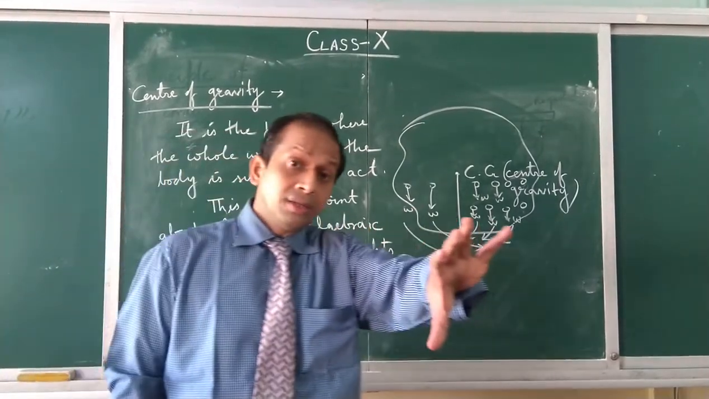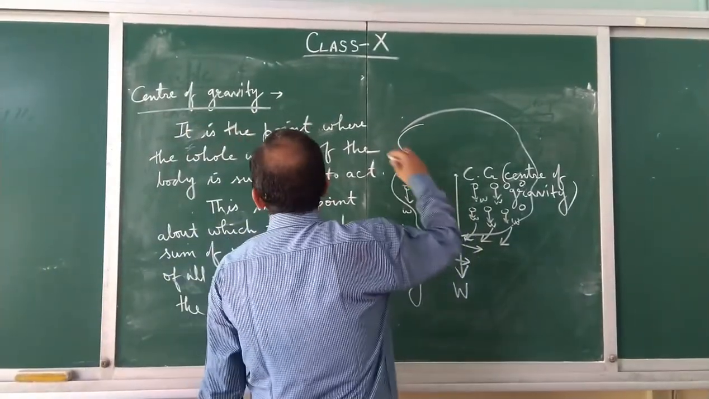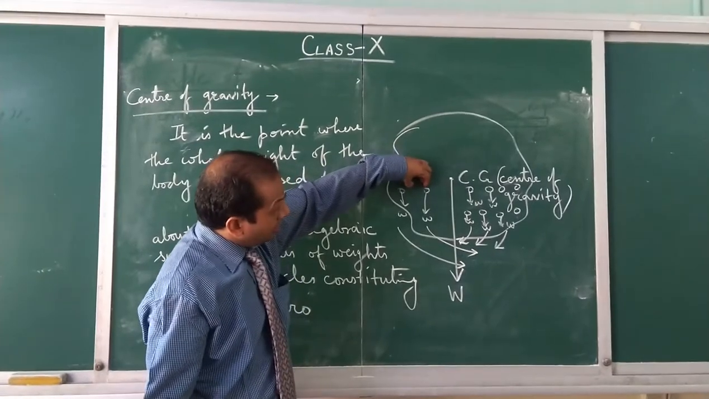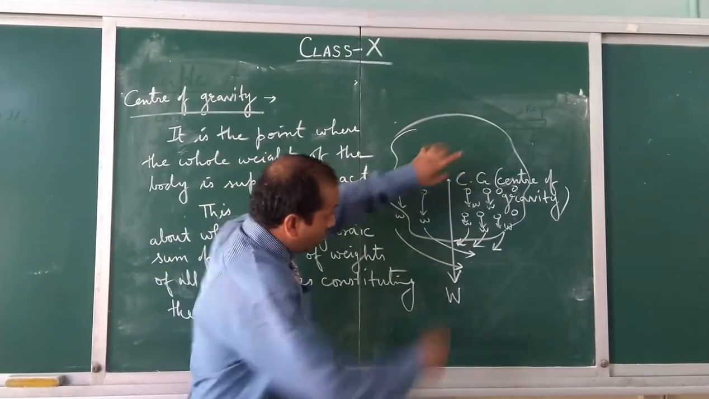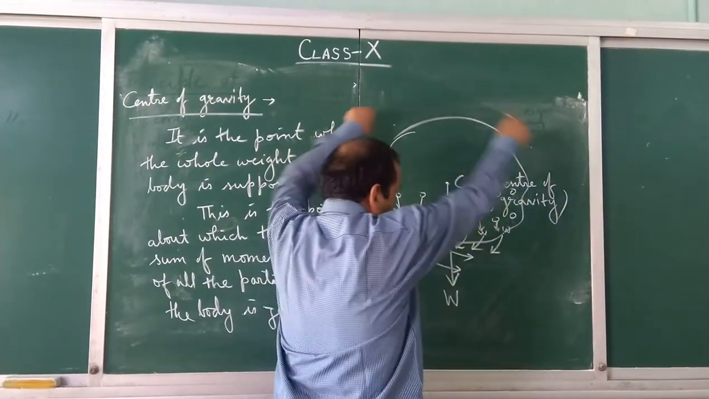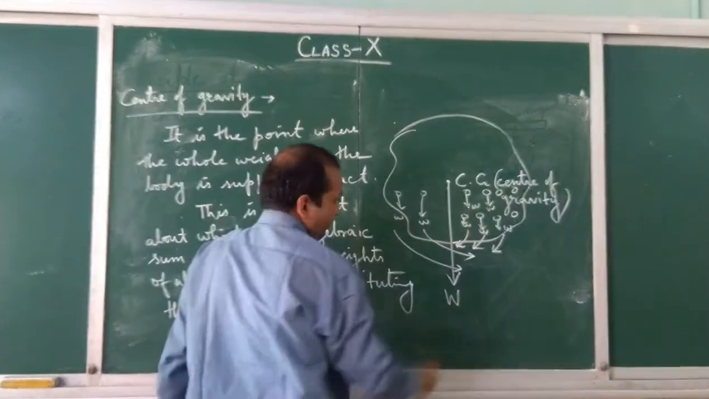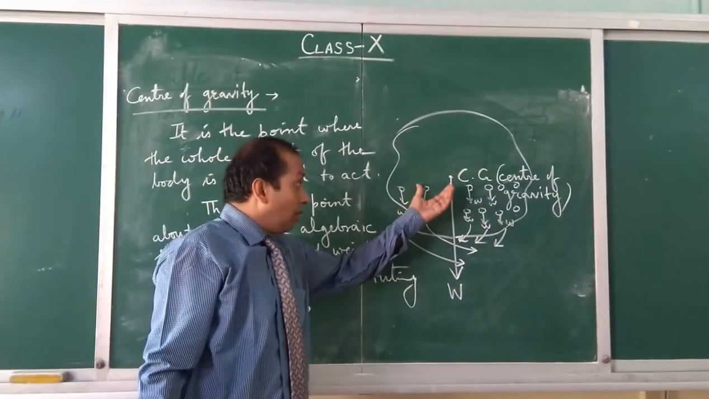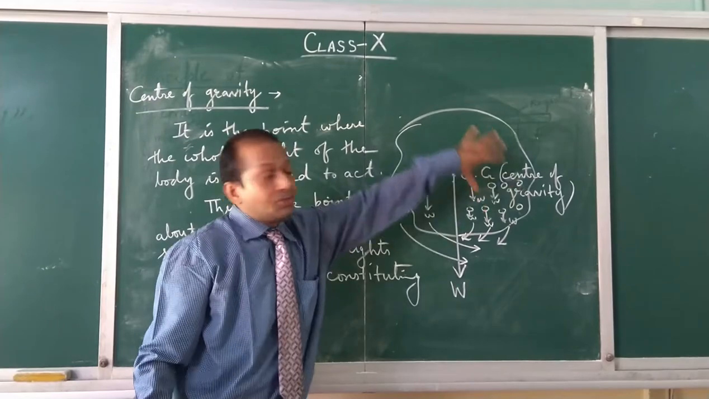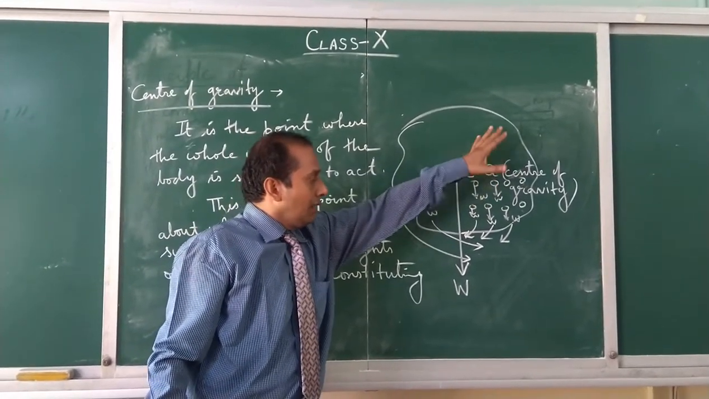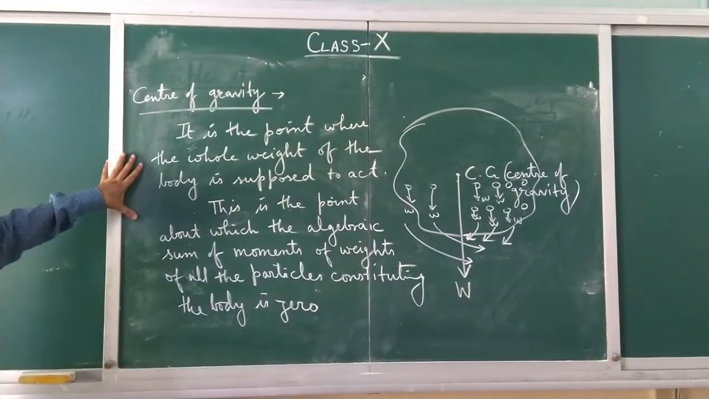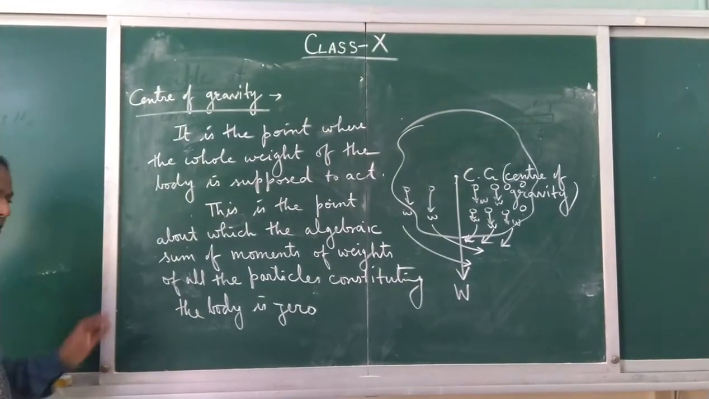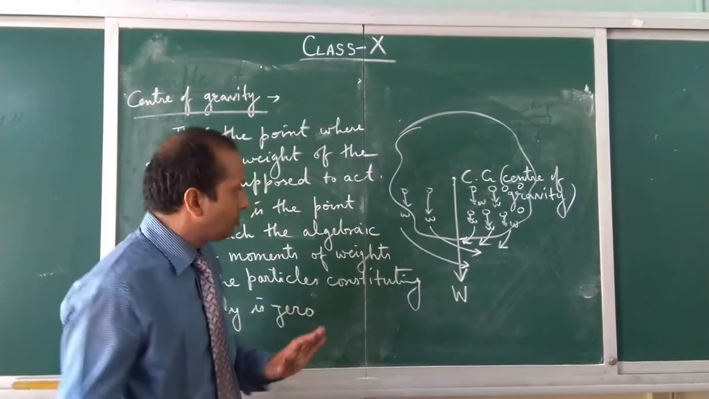I am not talking about the principle of moments here. Here, the moments of weights of the particles constituting the body about this point are equal. Anti-clockwise moments and clockwise moments are equal. And hence we are going to write that this is the point about which the algebraic sum of moments of weights of all the particles constituting the body is zero. Have you understood, children? Good.